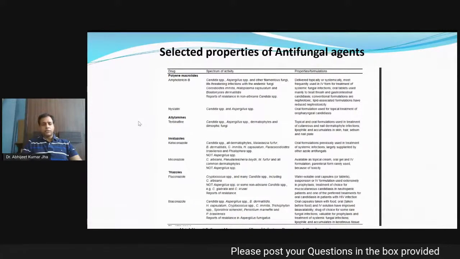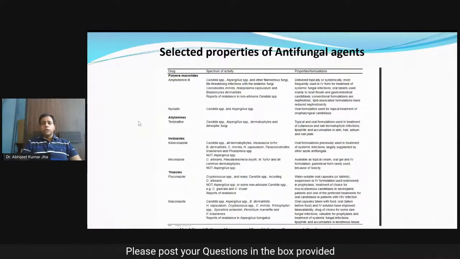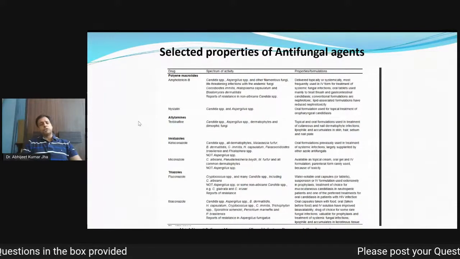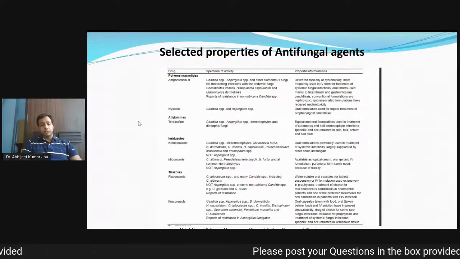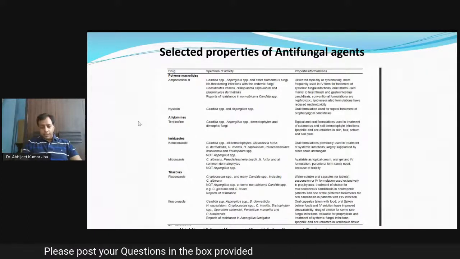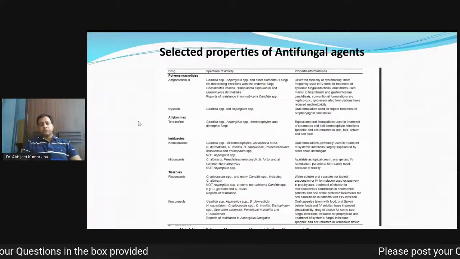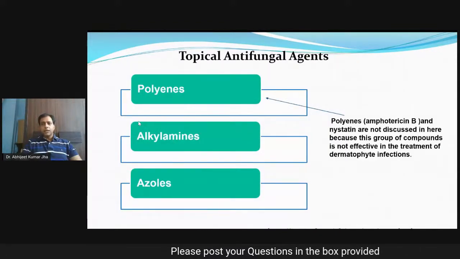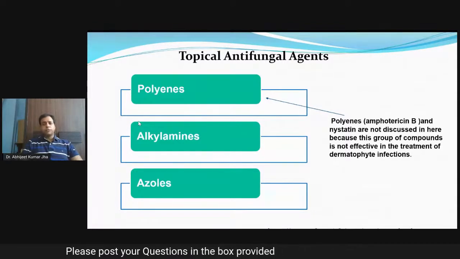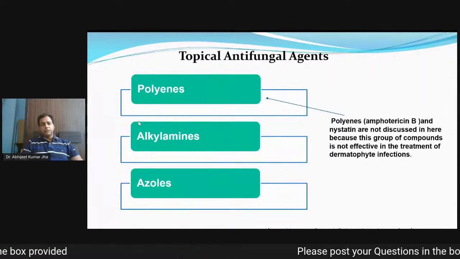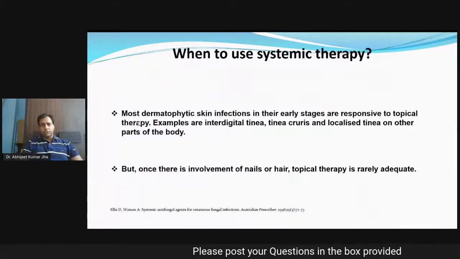Now, triazoles are fluconazole and itraconazole. Fluconazole, at least 2 decades back, was definitely the treatment choice for tinea, but these days, even itraconazole is a tough molecule, and it is tough to treat superficial fungal infections. Now, the polyenes are not discussed here because this group of compounds is not effective in the treatment of dermatophyte infections. Allylamines and azoles we are going to discuss.